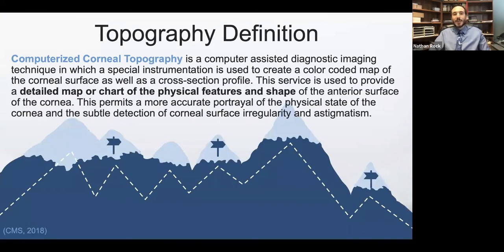So what is topography? This is actually the definition directly from the Center for Medicaid and Medicare Services. Computer-assisted diagnostic imaging technique in which a special instrumentation is used to create a color-coded map of the corneal surface as well as a cross-sectional profile. The service is used to provide a detailed map of chart of the physical features and shape of the cornea. Obviously, we use it for many different things, but detection of surface irregularity and astigmatism.